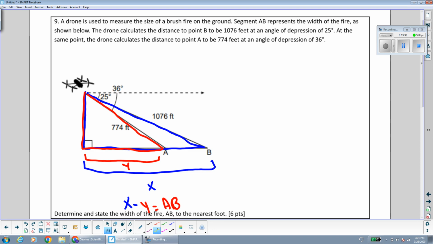Now getting the angles is the tricky part. Angle of depression and angle of elevation are congruent alternate interior angles. Should we start with the 36-degree angle or the 25? We'll start with the 25. Just looking for my Z's here. It's alternate interior with this one. Let's see what the 36 forms a Z with. This one.